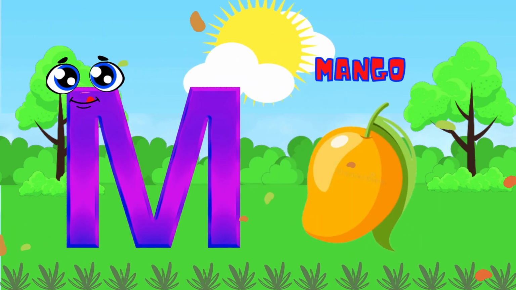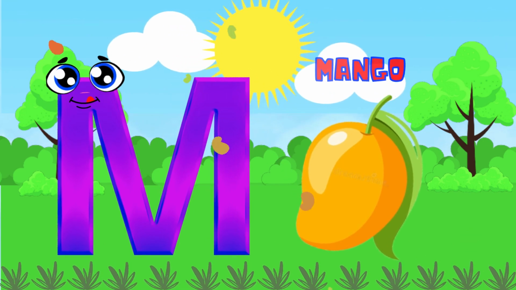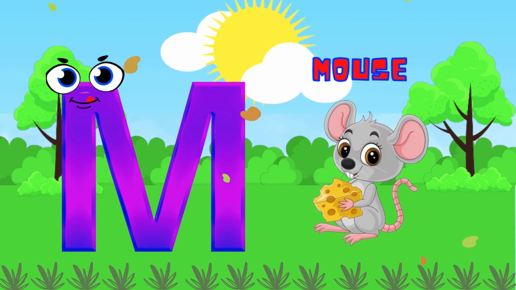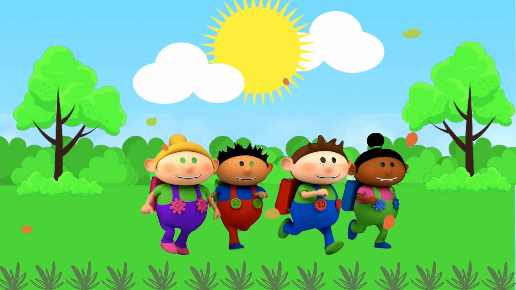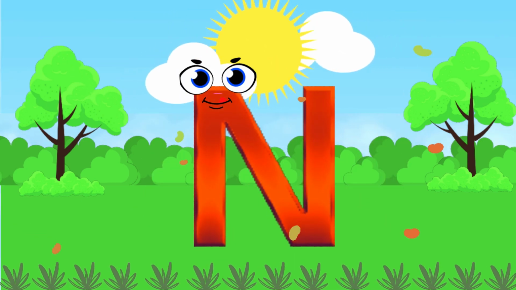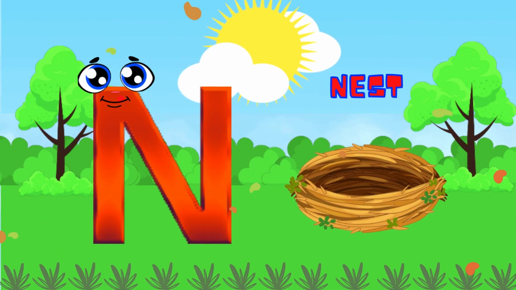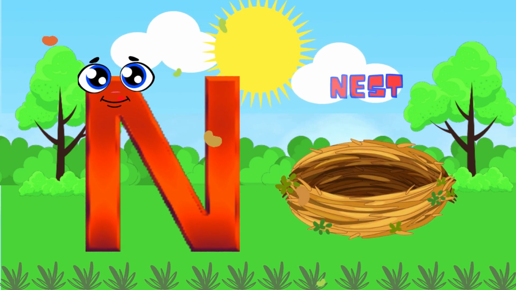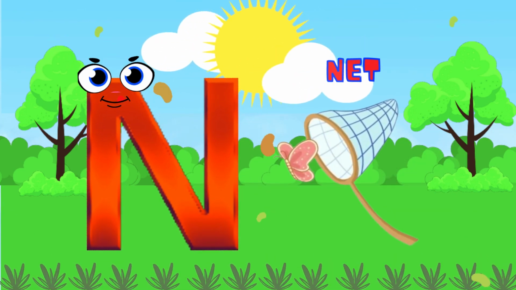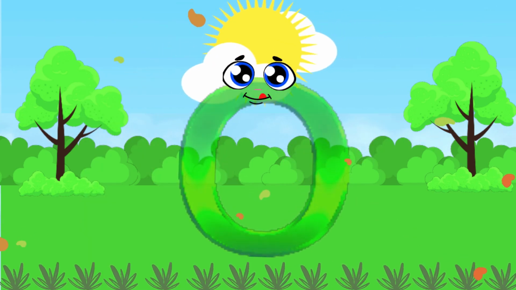M is for mango. M, m, mango. M is for mouse. M, m, mouse. N is for nest. N, n, nest. N is for net. N, n, net.